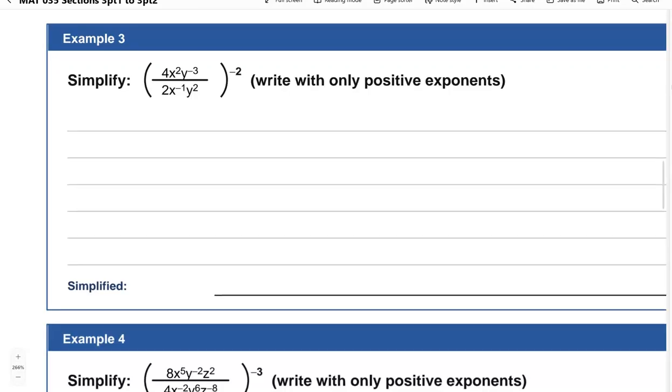For the next one, we have 4x squared y to the negative 3 over 2x to the negative 1 y squared, and all of that's to the negative 2 power. I'm going to start by working this inside out.